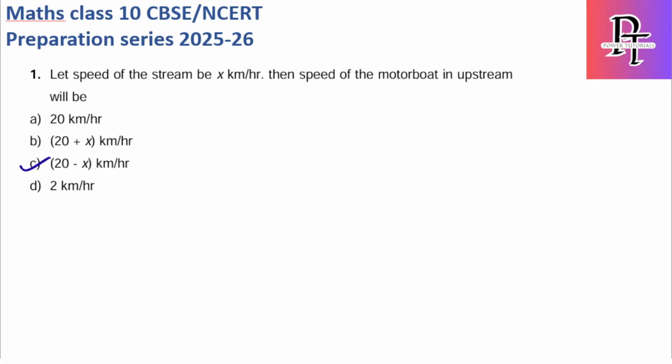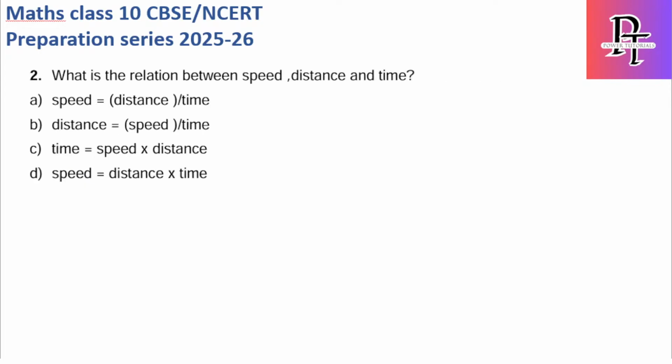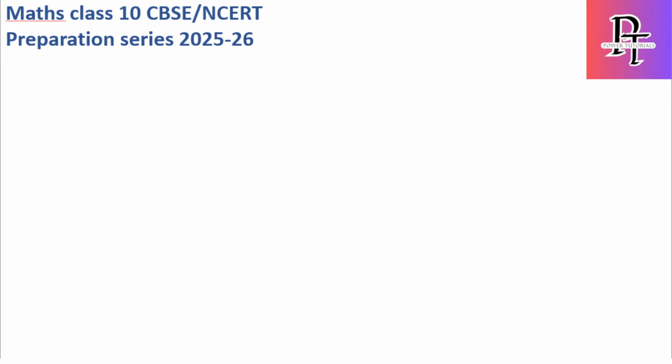Okay, let's move to the next one. What is the relation between speed, distance and time? This is a direct question. Speed is equal to distance by time. Let's move to the third one.